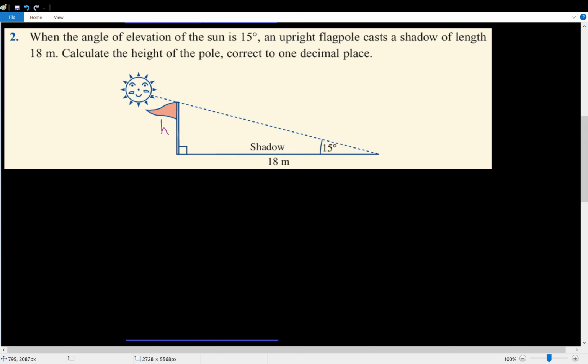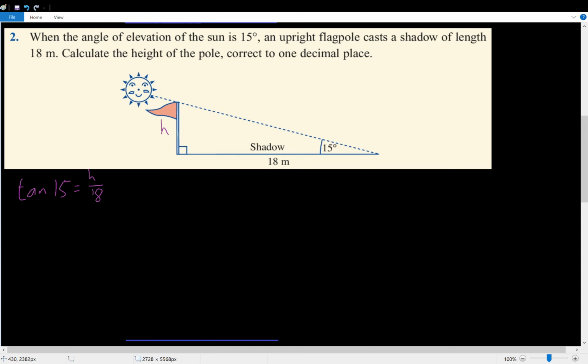And now we've got the length of the side that is adjacent to our angle of elevation, and we've got the side that is opposite to our angle of elevation, which would mean that if we were to put together a ratio as sine, cos, or tan, we have the information necessary for tan. So we can say that the tan of 15 degrees is equal to opposite over adjacent, which is H over 18.